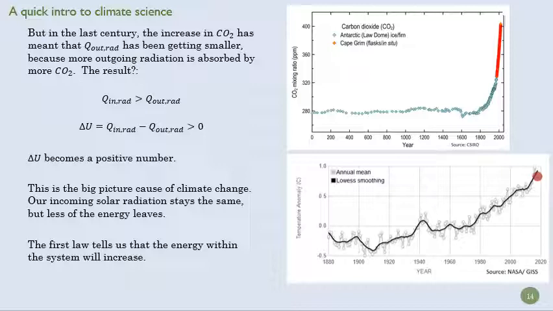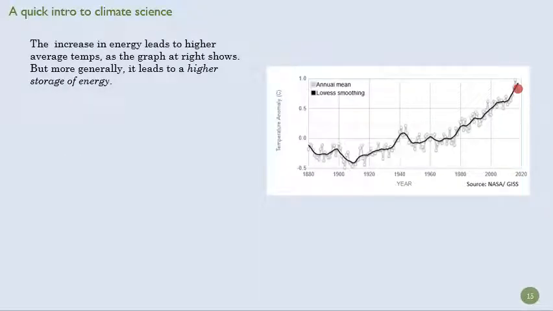And we can see that with temperature data. So here's temperature data over the last 100 years. This is basically the beginning of the Industrial Revolution, and you can see those temperatures are climbing. And again, we can look at that over a longer period of time, over 2,000 years, and we can see some really significant changes in carbon dioxide here, and that those match up with our temperature changes. So it's not surprising that the increase in energy leads to higher temperatures. But more generally, it leads to higher storage of energy in the Earth system.